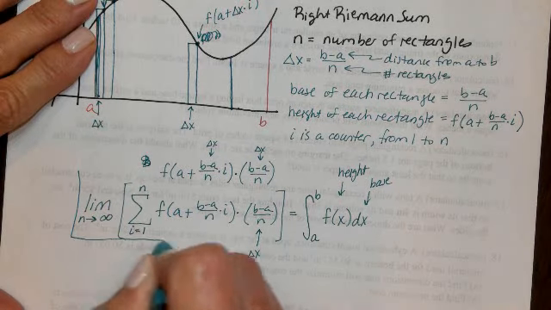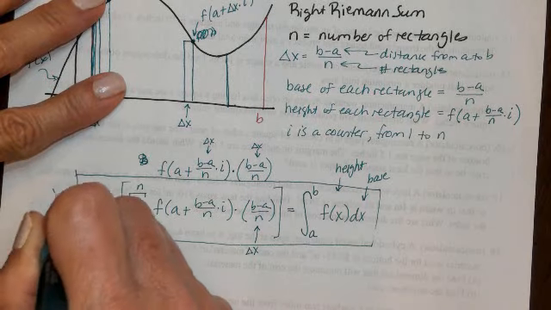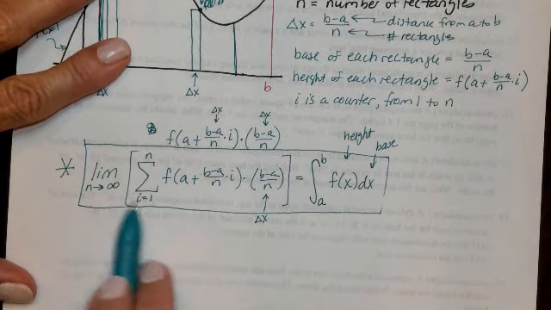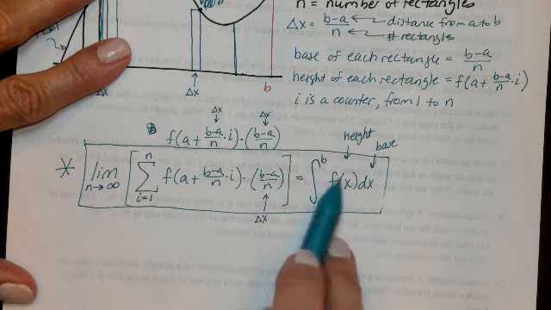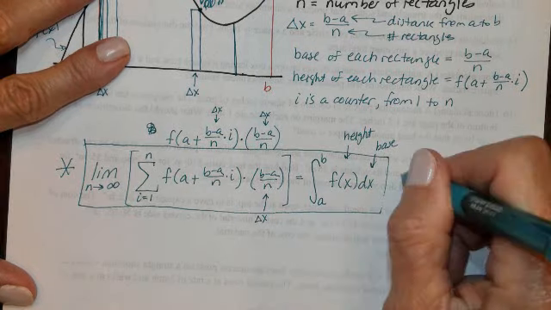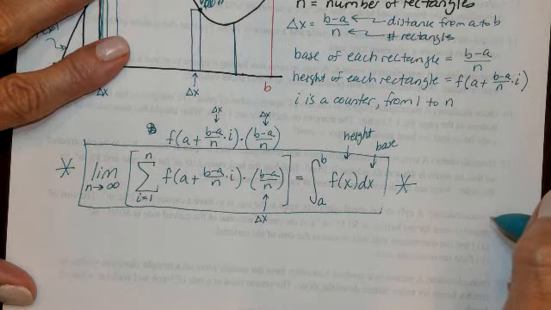This right here is magical. We took a finite number of things, made it infinite, and it becomes our area under the curve. Okay? So you need to know this guy. You need to know this guy.